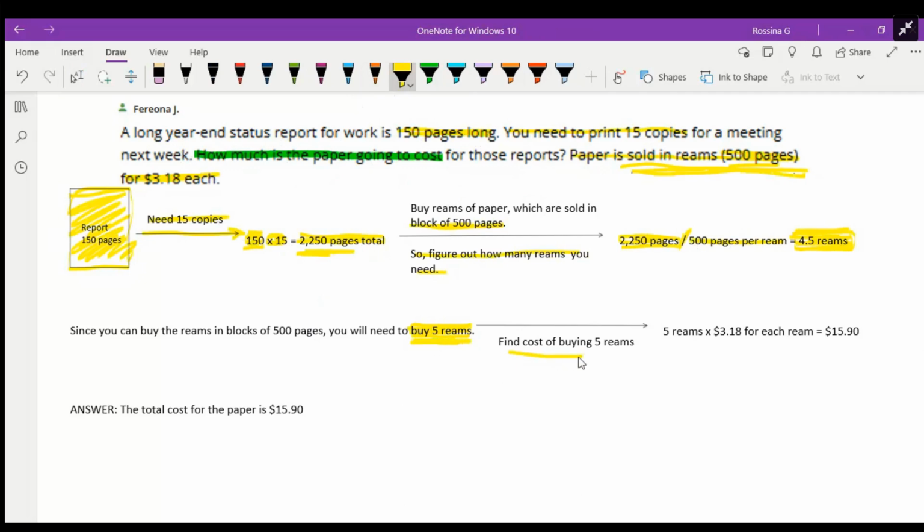So now we have to find the cost of buying those 5 reams of paper. So 5 reams, and each ream is $3.18. So we multiply those two numbers and get $15.90. So finally we get to the answer, which is the total cost for the paper is $15.90.